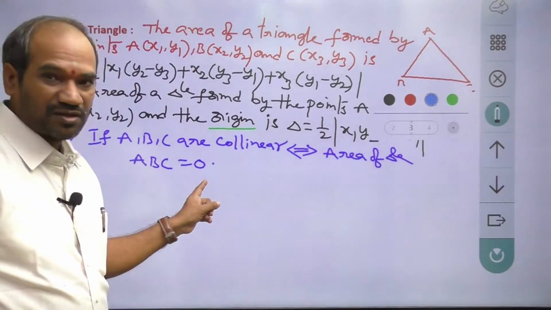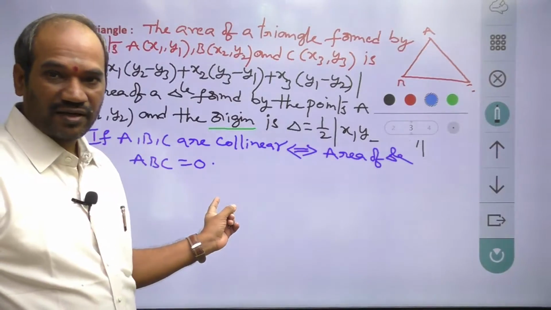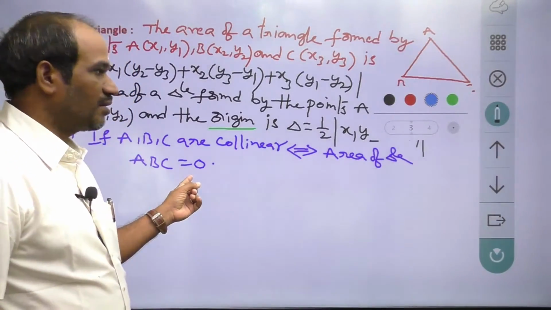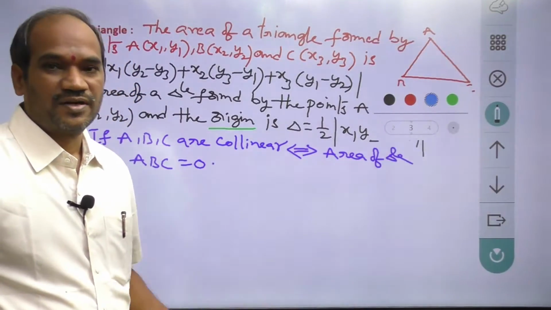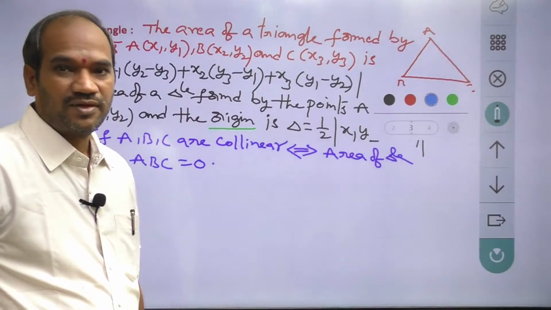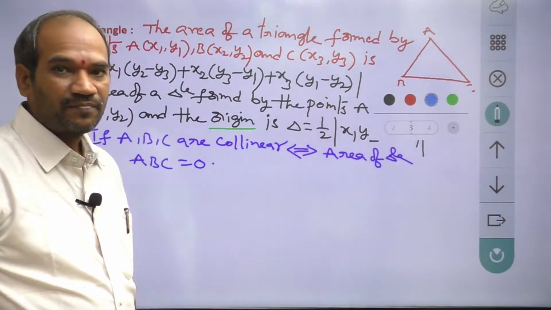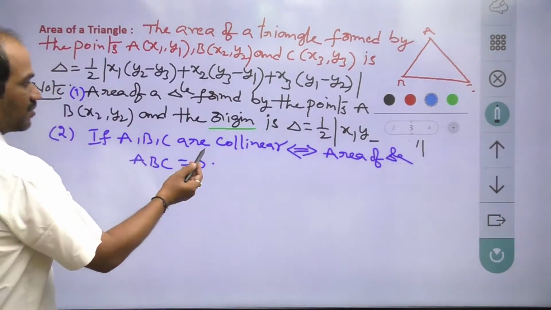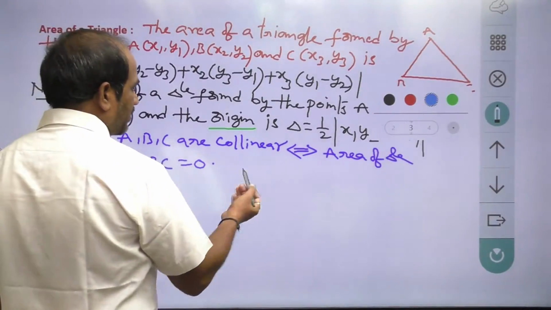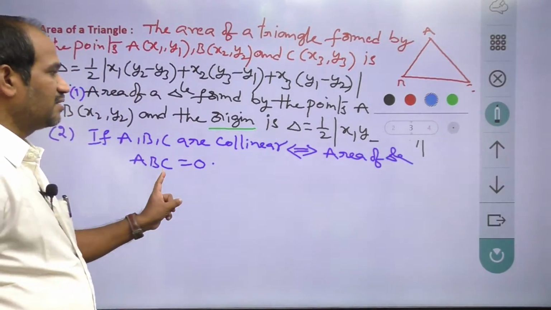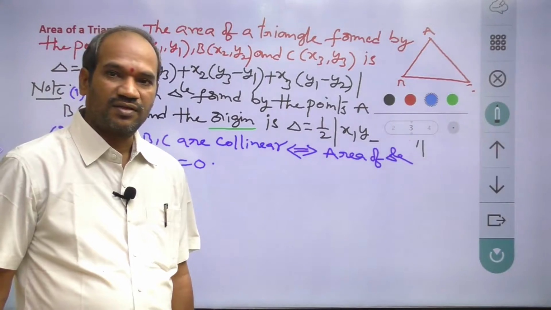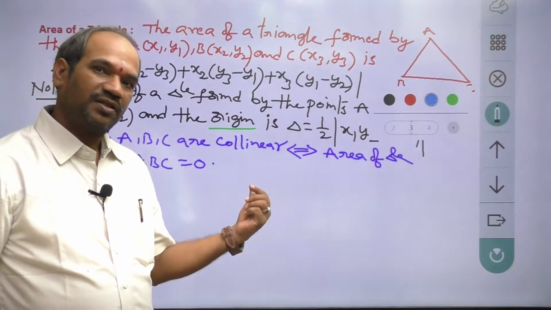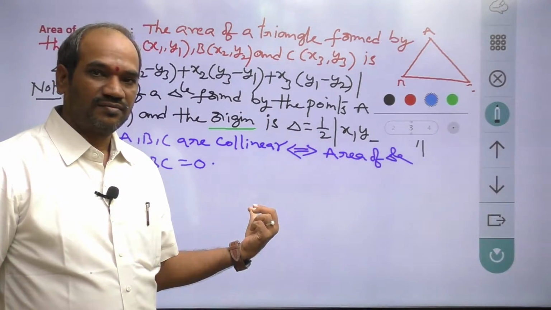So apply this formula also. We calculate the area of the triangle; if the area of the triangle comes 0, these 3 points are collinear points. Apply this for collinear points problems. A, B, C are collinear if and only if the area of the triangle is 0. In the exam, full marks are given.